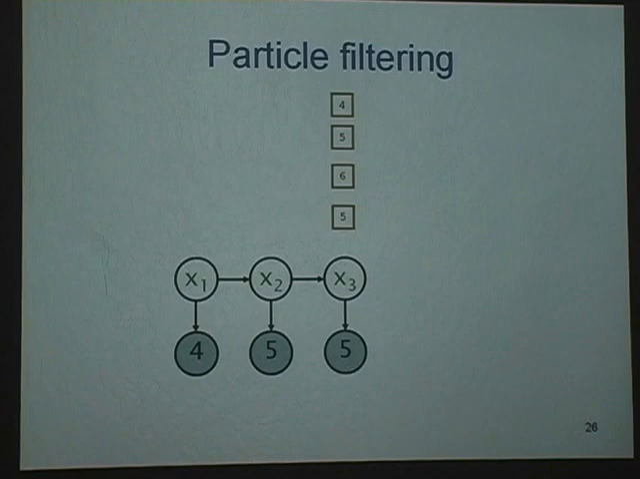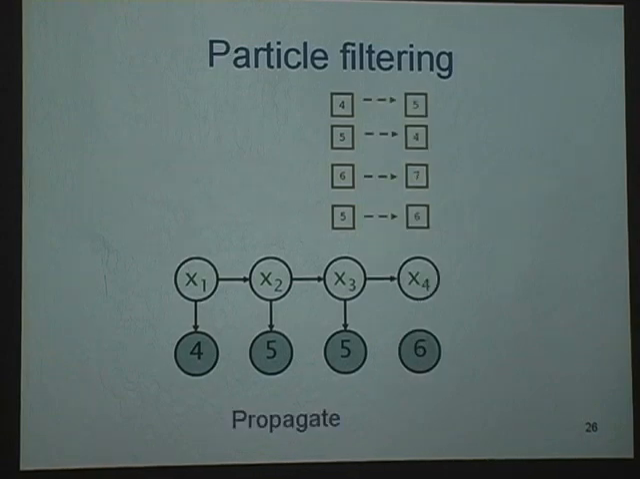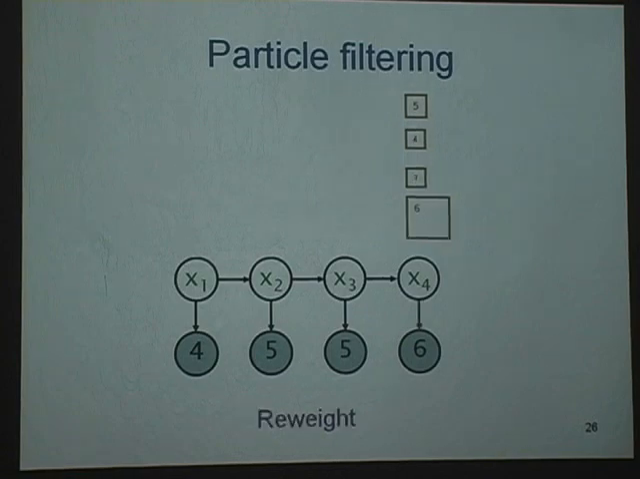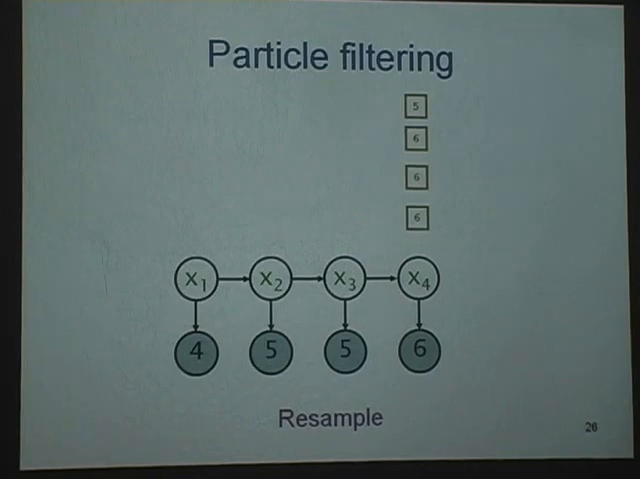The way it works is that when we see a new observation, we propagate forward each particle. That is, for each particle, we sample from the transition distribution conditional on it. Then we incorporate the evidence by reweighting each particle based on how much it matches the evidence, the likelihood. That makes some of the squares bigger there. And then finally, resampling. So here, we now have 5, 6, 6, and 6, reflecting that the distribution thinks it's most likely 6. So that's how each step goes in particle filtering.